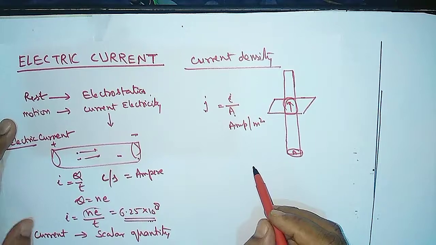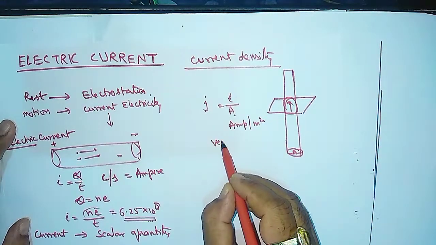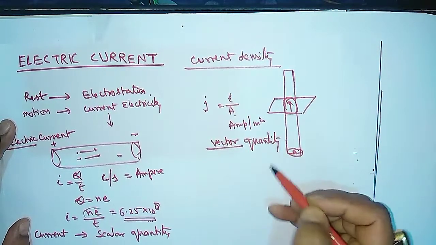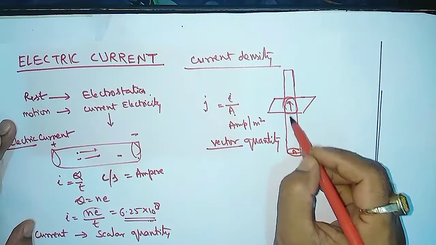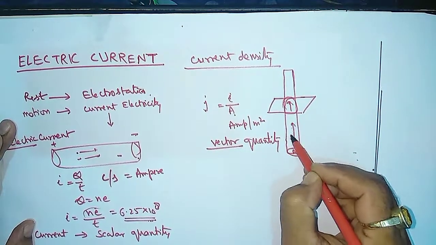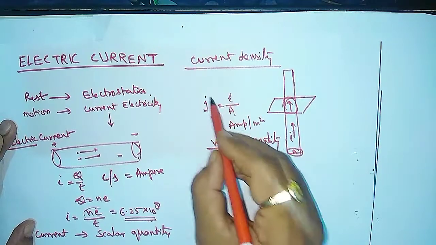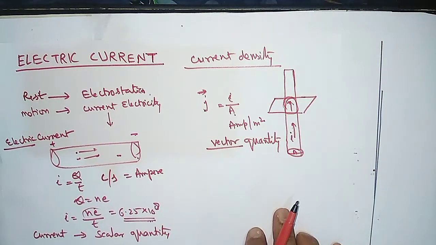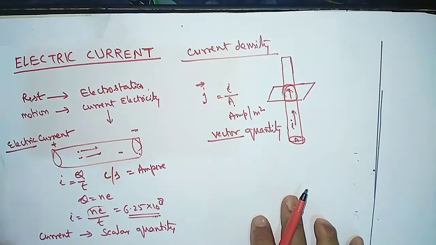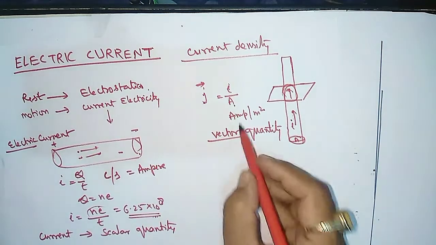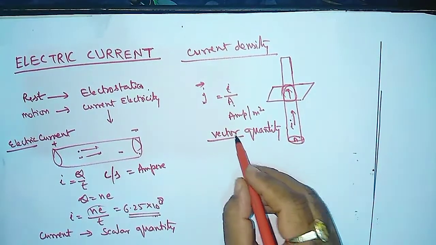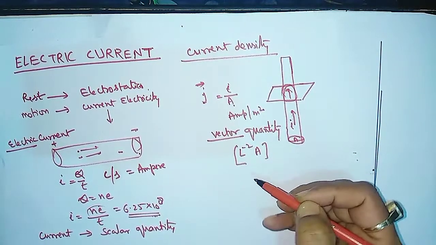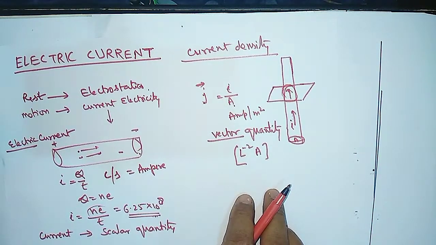And remember, it's very interesting that it is a vector quantity. Why is it a vector quantity? What is the direction of this vector quantity? It is the direction of current. The direction of current is the direction of J. This is the vector quantity, current density. Remember. And we'll try a formula also, the dimensional formula. What will be the dimensional formula here? It is L to the power minus 2 times ampere. This is the dimensional formula of the current density.